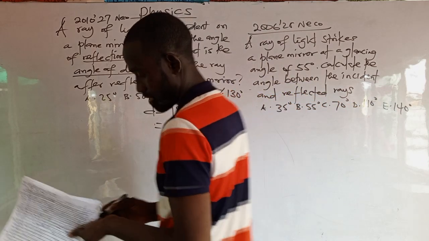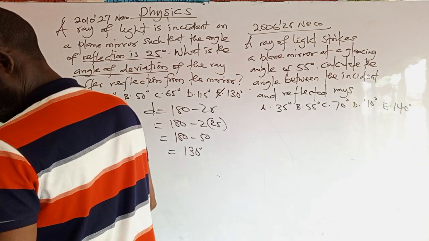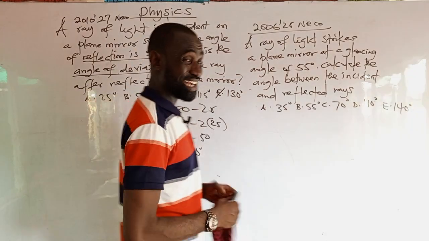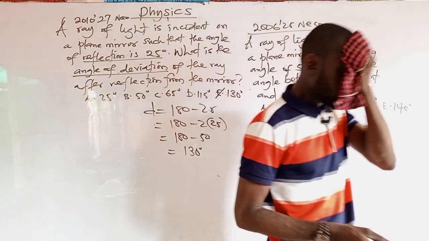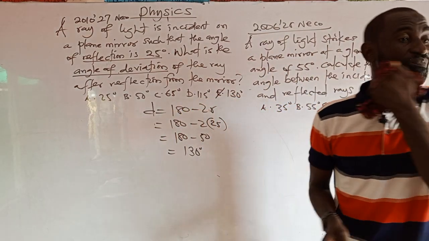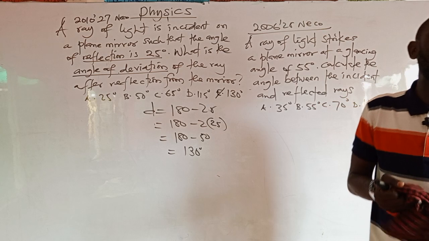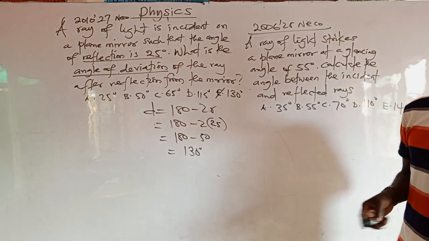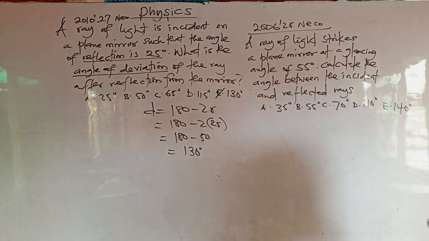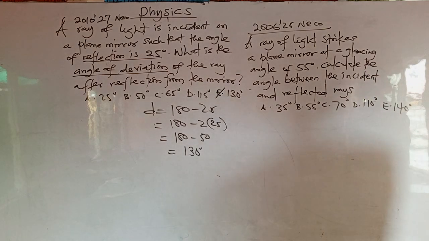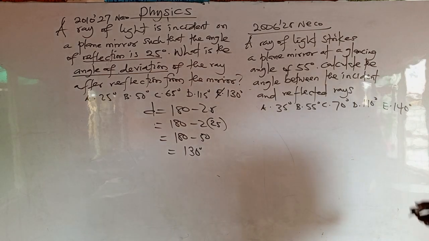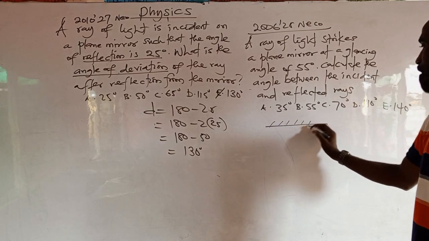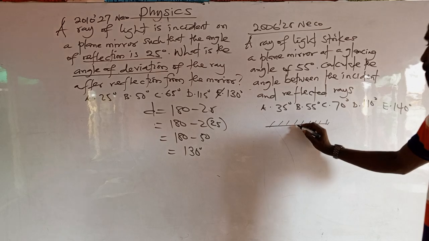Now class, some questions in physics will require us to draw a diagram, just to show the input of the question and to get the output, where the question is going. So in this question, I want us to draw a diagram for clarity. Here we have our mirror, and these are our normal.